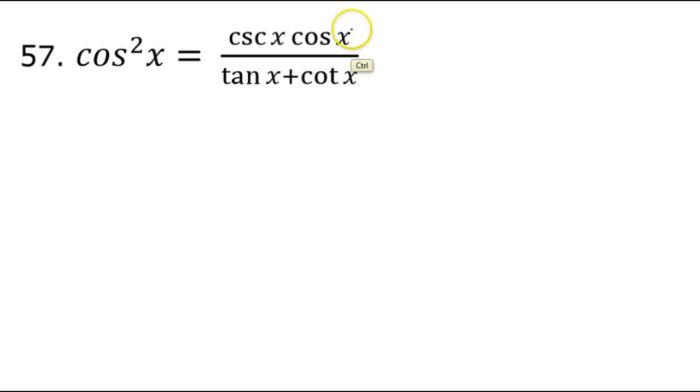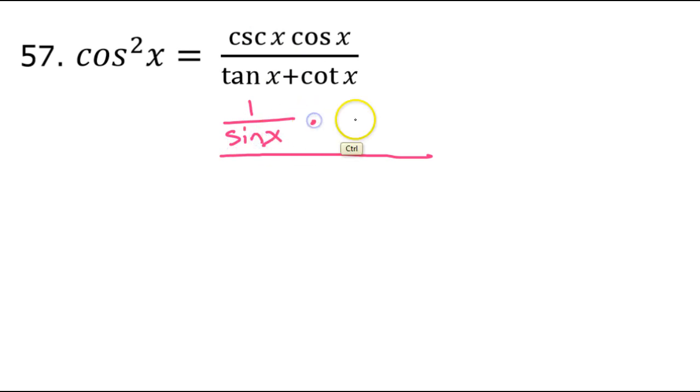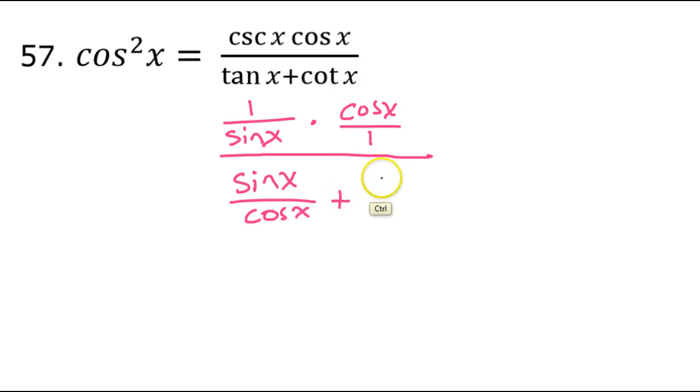Let's try number 57. I'm going to work the right-hand side, which looks much more complicated. And I'm going to use my normal strategy of trying to rewrite everything in terms of sine and cosine and see what that will do for me. Okay, so looking at the numerator here, I see cosecant, which is 1 over sine, and that's times cosine, which I'll just write cosine over 1 for now. And in the denominator here, I see that tangent, so that's sine x over cosine x. And then I see the cotangent, so that's going to be cosine over sine. Okay.